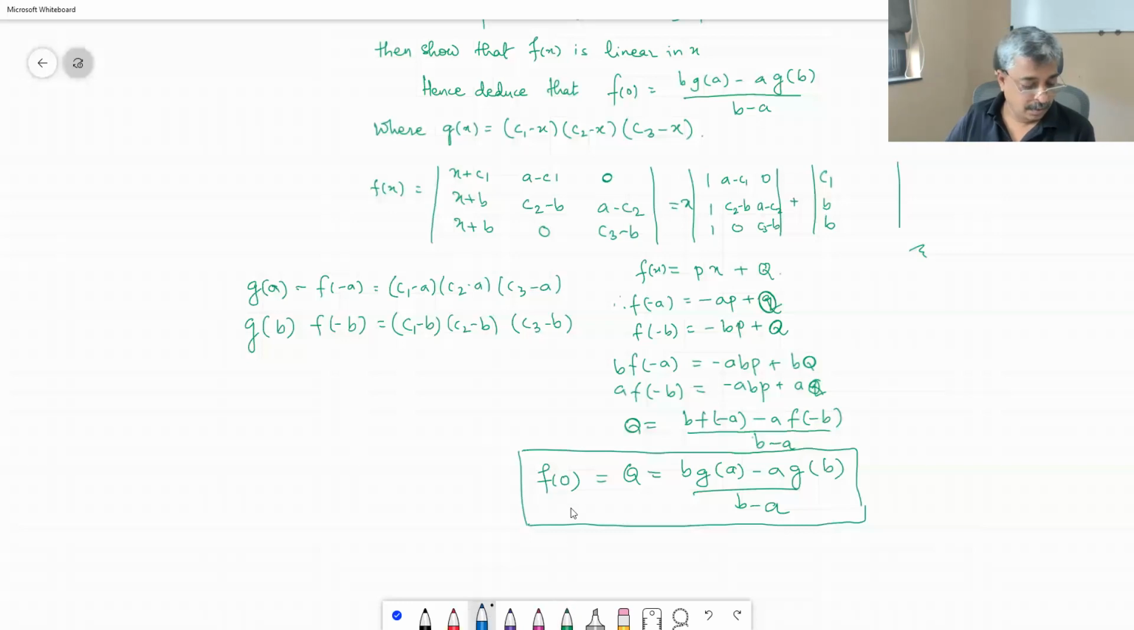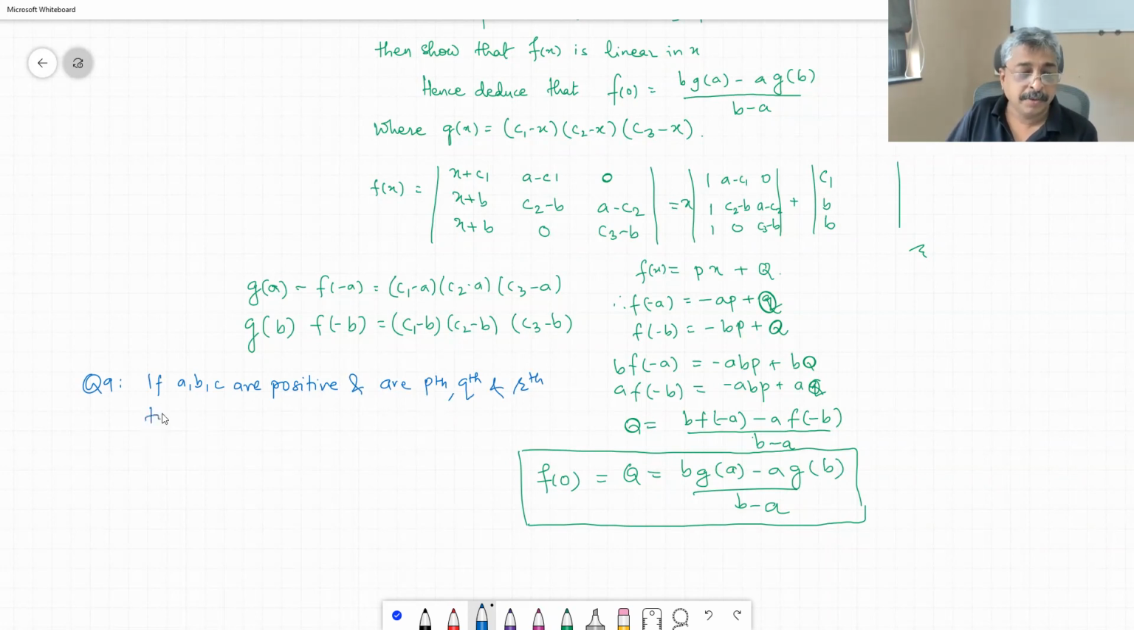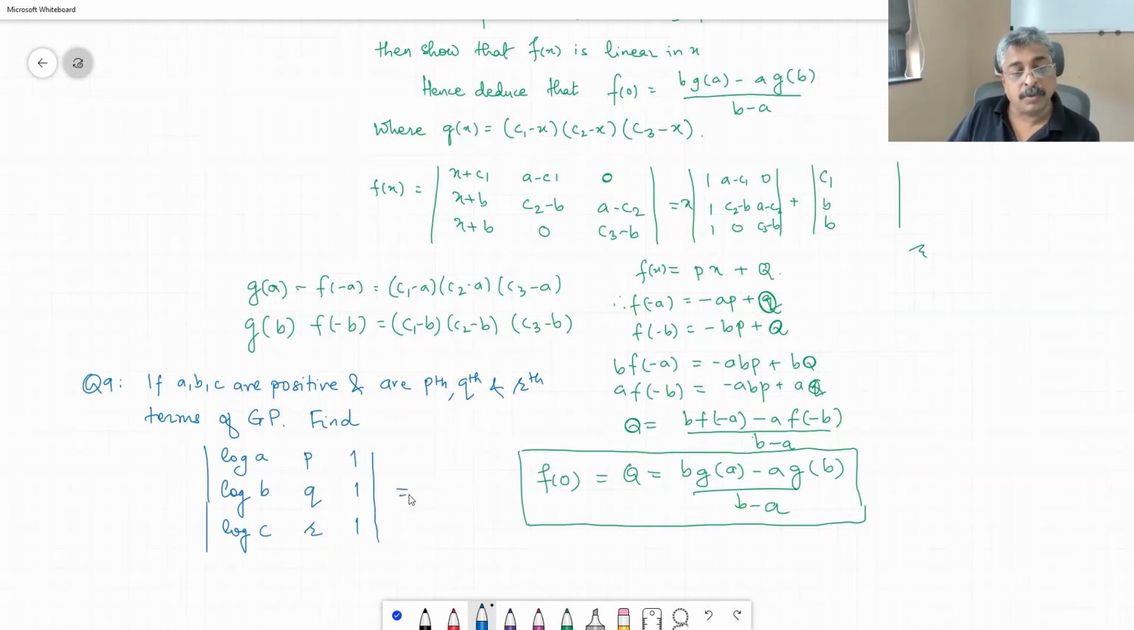Question 9. This was 8, then directly 10. Okay. If a, b, c are positive and are the pth, qth, and rth terms of a GP, find the determinant with rows log a, p, 1; log b, q, 1; log c, r, 1, equals.